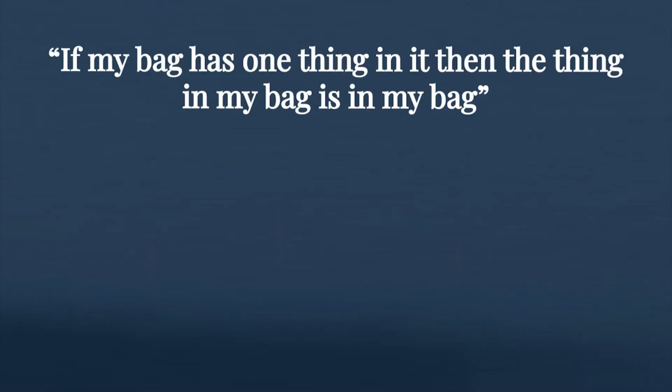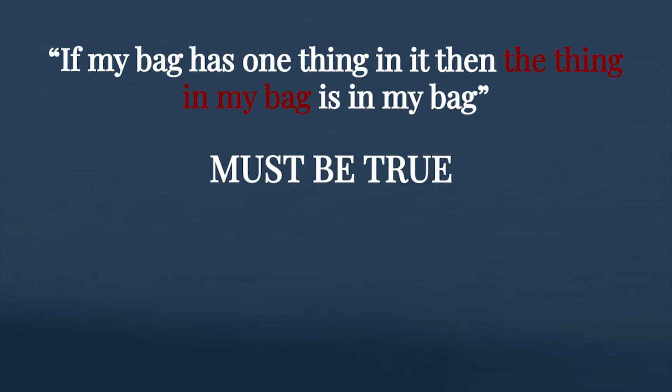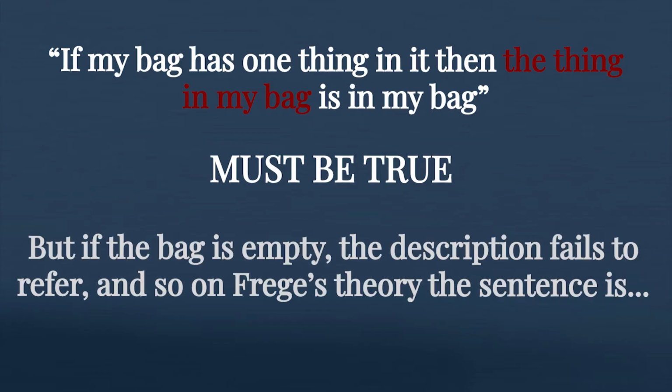Now, Frege's theory seems fine at first, but it does result in some problems, because there will then be some sentences that clearly seem to be true that can turn out not to be. For example, consider the sentence, "If my bag has one thing in it, then the thing in my bag is in my bag." Even though this is an odd thing to say, it seems as though it should be true no matter what. But if my bag is empty, then the definite description, "the thing in my bag," would have no reference, and this would mean, on Frege's theory, that the sentence would then be neither true nor false, and so not true. But how could it not be true that if my bag has one thing in it, then that thing is in my bag?